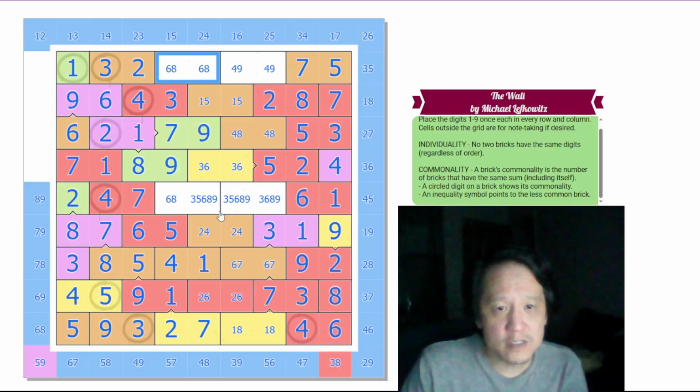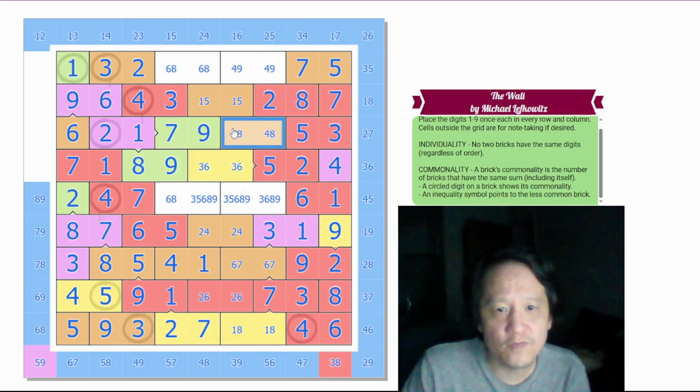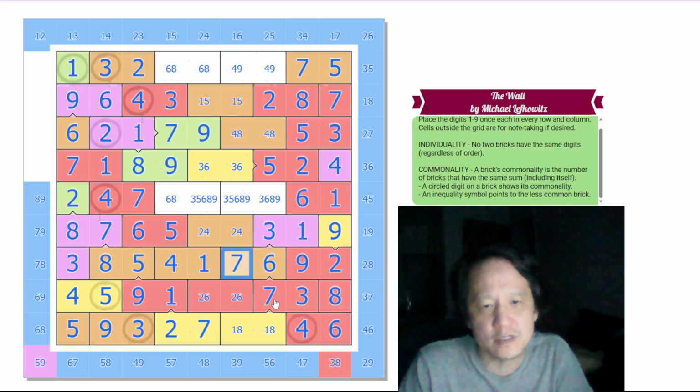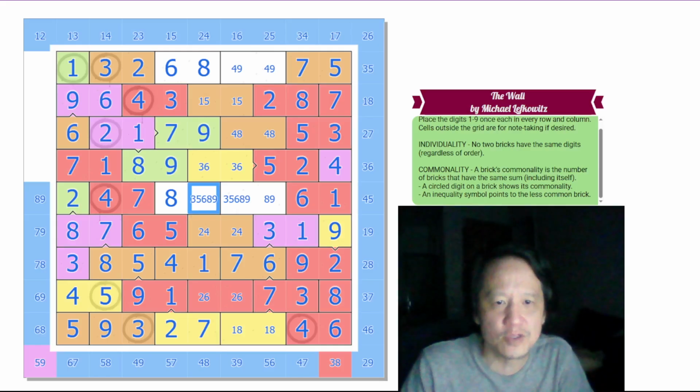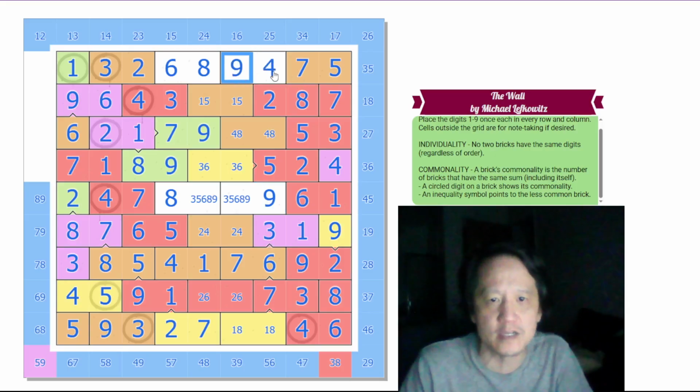So we have 6, 8, 6, 8, 3, 6, 4, 8. The 7 eliminates 7 here, so it's 6 and 7. This can't be 3 or 6, so this is 8. None of these can be 6, so this is 8, which makes this 6, which makes that 8. We are missing 3 and 8. This 8 eliminates 8 here, so it's 9, which makes this 4, which makes that 9. 4 eliminates 4 here, so it's 8 and 4.